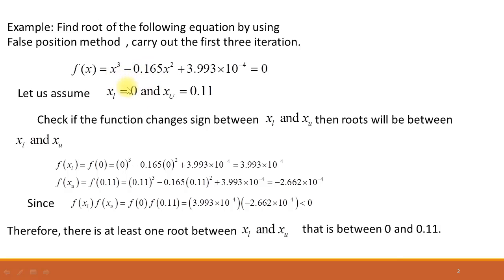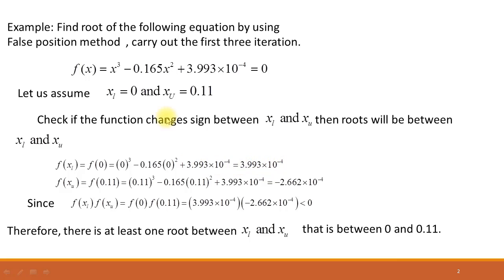So dear students, as I have already told you, in the false position method, first of all choose any two initial approximations at which the function has opposite sign. The function changes the sign. So let's suppose the lower limit of the interval is xl is equal to 0 and xu is equal to 0.11. So now check if the function changes the sign between this xl and xu, then the root will lie between xl and xu. So putting the value of the first initial approximation xl, which is 0, in the given equation, 0 power 3 minus 0.165 into 0 square plus 3.993 multiplied 10 raised to power minus 4, and after calculations these two terms are 0, we obtain 3.993 multiplied 10 raised to power minus 4.